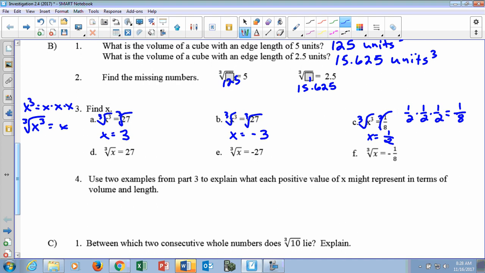Now for D, the cubic root of some number is 27. Over here, we took the cubic root to find x. Well, now we've got to cube all these to find x, which means we have to cube the 27, which means we've got to figure out what 27 times 27 times 27 is. And that's a really big number. So who's got a calculator?